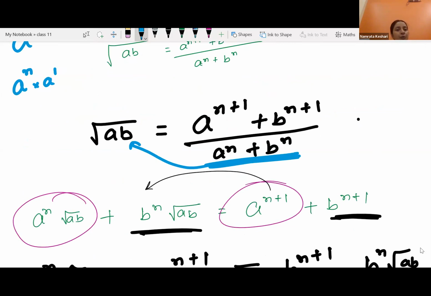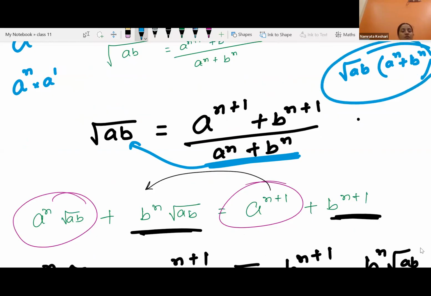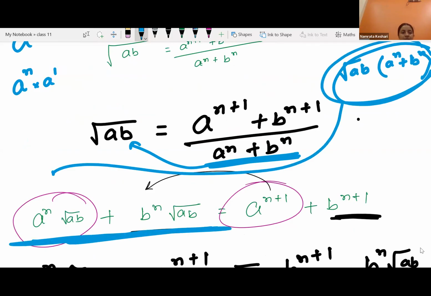So by the distributive property, how will we do the multiplication? Root AB over there will get multiplied with a to the power n plus b to the power n. This is the multiplication which you can see here directly. Are you able to relate with it? Yes, ma'am. Root AB multiplied with a to the power n, then root AB multiplied with b to the power n. That's what we have done over here. So far, any confusion?